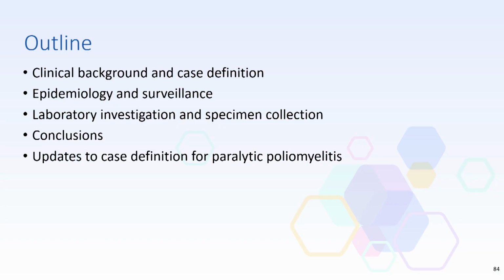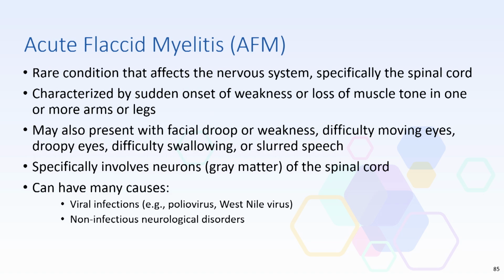Thank you, Dr. Sugarman. Since September 2014, CDC has been investigating reports of patients across the United States who have a neurologic illness called acute flaccid myelitis, or AFM. In this segment, I will discuss what we have learned from our investigation of these patients, and I'll share our guidance for AFM specimen collection and laboratory testing conducted at CDC, and also provide updates on the case definition for polio. We know that AFM is a rare condition that affects the nervous system, specifically the spinal cord.